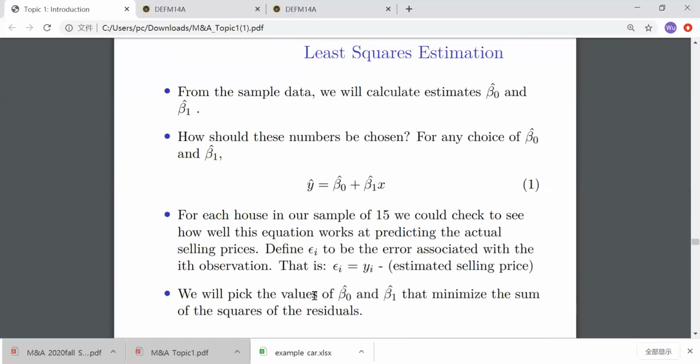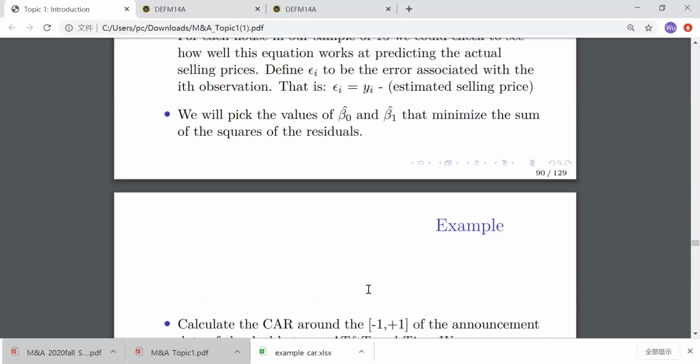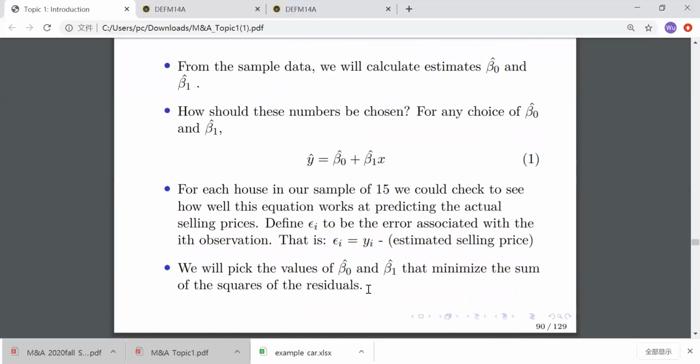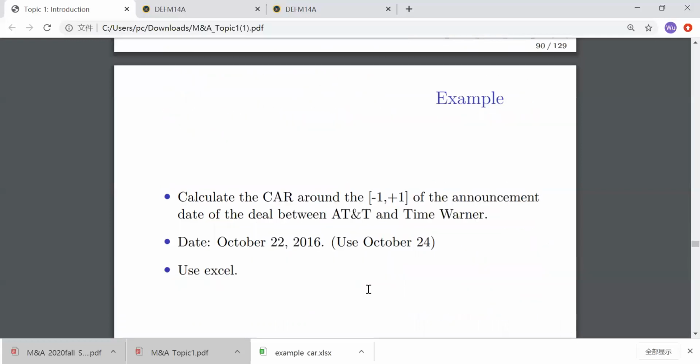So basically we will pick the values of these coefficients that minimize the sum of the squares of the residuals. What that means is the sum of the squared deviations of the predicted selling prices, for example, from the actual selling prices. That's the idea, to minimize the errors of the forecasting by the model. So this is the way to evaluate whether a model is good or not.